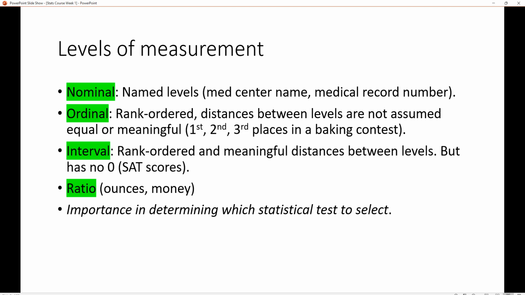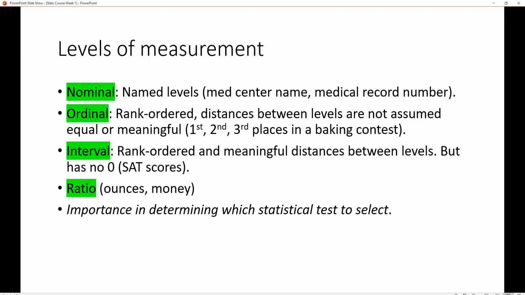Our next level of measurement is the interval level. This data is rank ordered and has meaningful distances between levels, but has no zero. So, for example, SAT scores, they range from about 200 to 800, or they used to range in that.